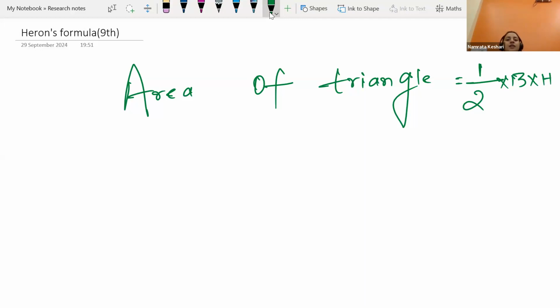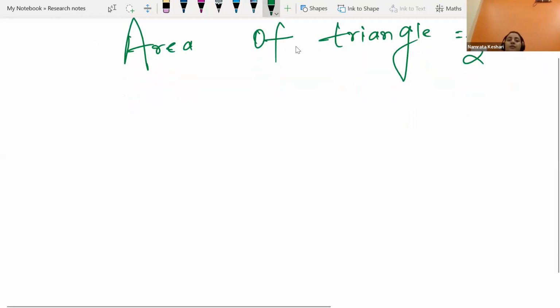If your work is getting done, then what's the need of a different formula? Yes, we need it. Why? Because till now you were having triangles in such a way where the height used to be given. However, it's not always possible for us to find the height.